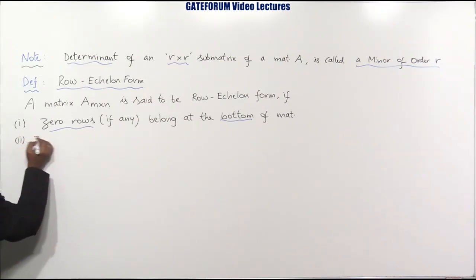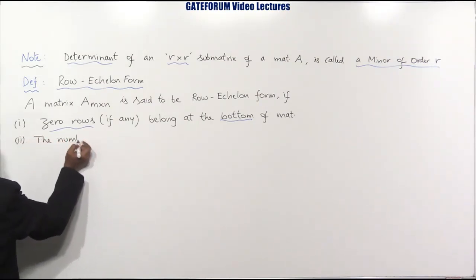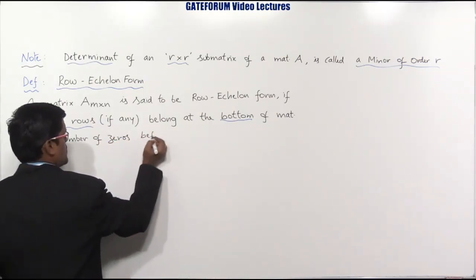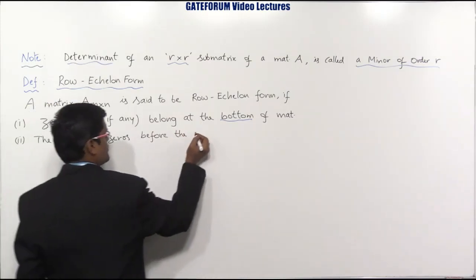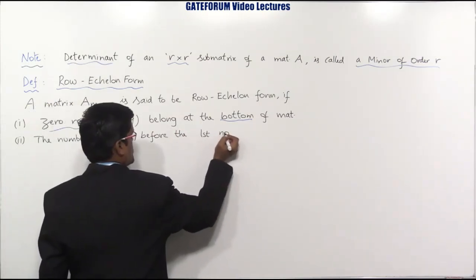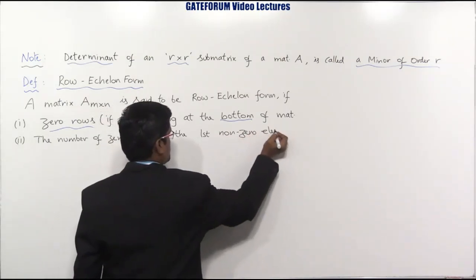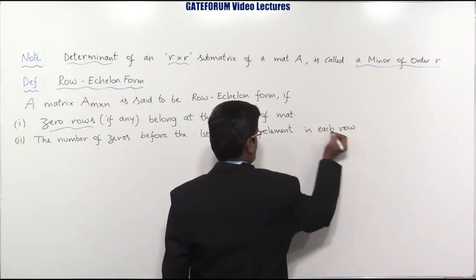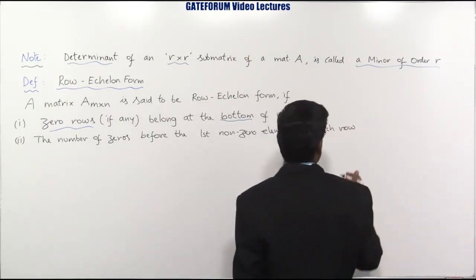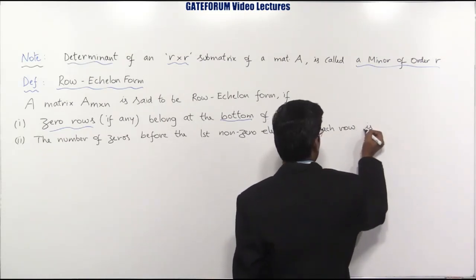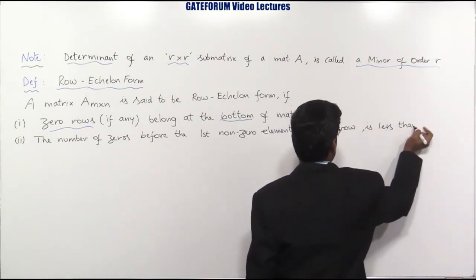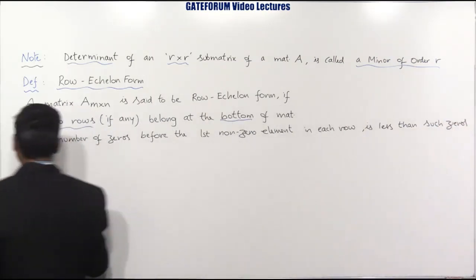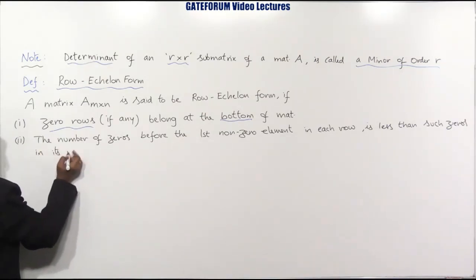Condition number 2. The number of zeros before the first non-zero element in each row is less than such zeros in its next rows.